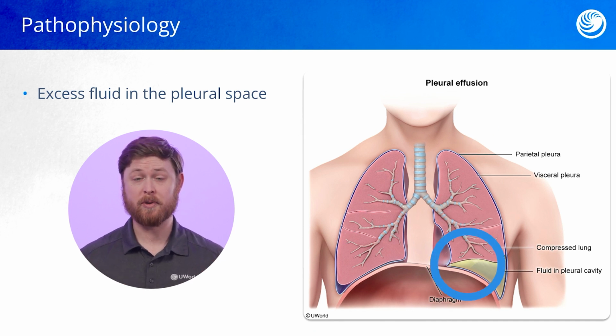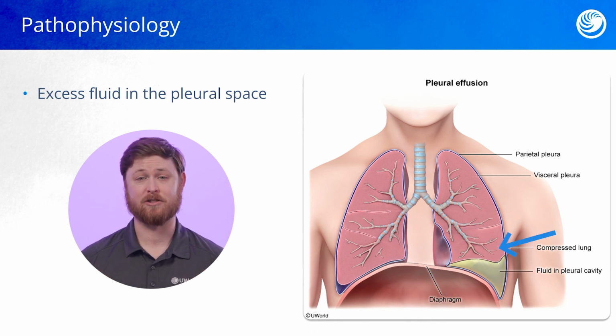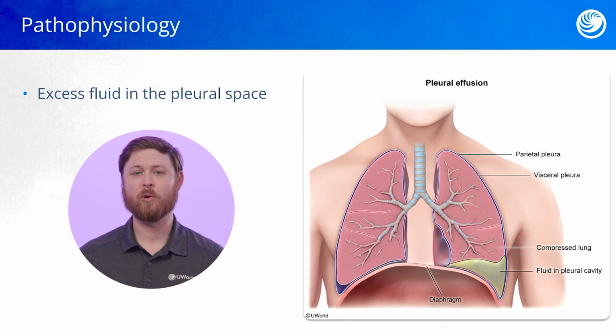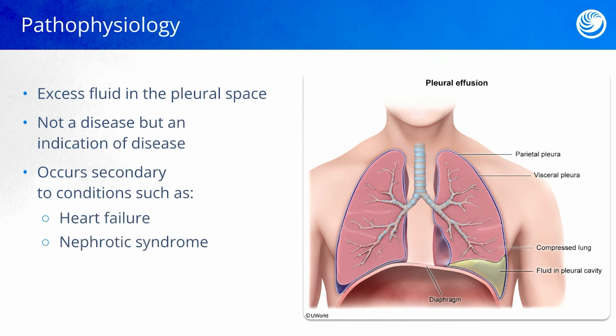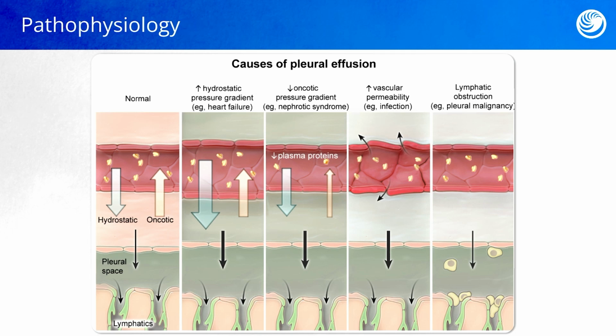As this fluid accumulates within the pleural space, this is going to lead to a compression of the lung tissue and lead to a decrease in gas exchange within the lung. It's important to note that pleural effusion is not a disease itself, but the result of a disease process. Some of the disease processes that can lead to the development of pleural effusion include heart failure, nephrotic syndrome, pneumonia, and malignancy.